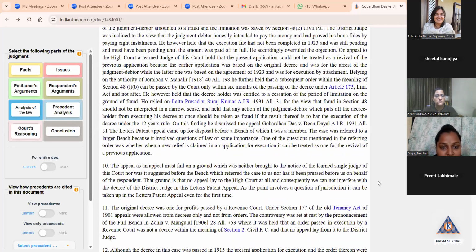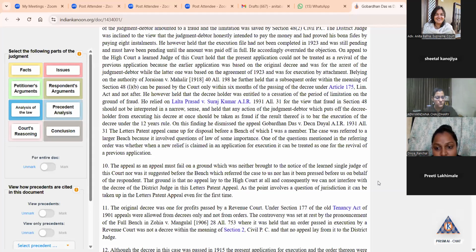The appeal must fail on a ground which was neither brought to the notice of the learned single judge of this court, nor was it suggested before the bench which referred the case to us, nor has it been pressed before us on behalf of the respondent. That ground is that no appeal lay to the High Court at all, and consequently, we cannot interfere with the decree of the district judge in this letters patent appeal.